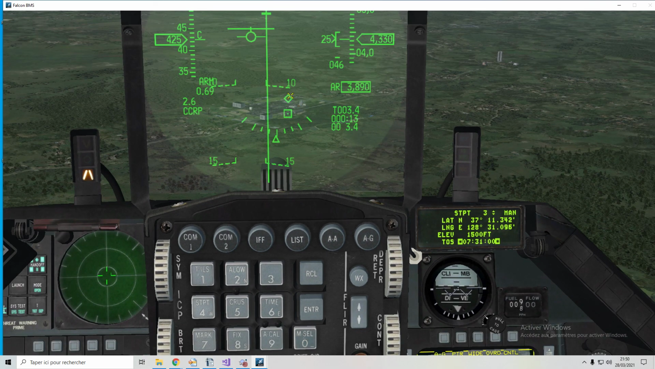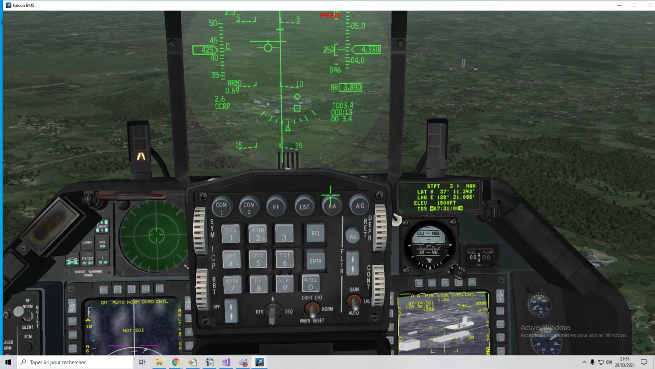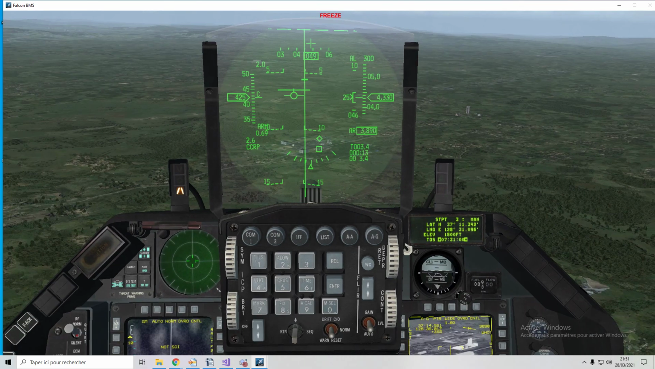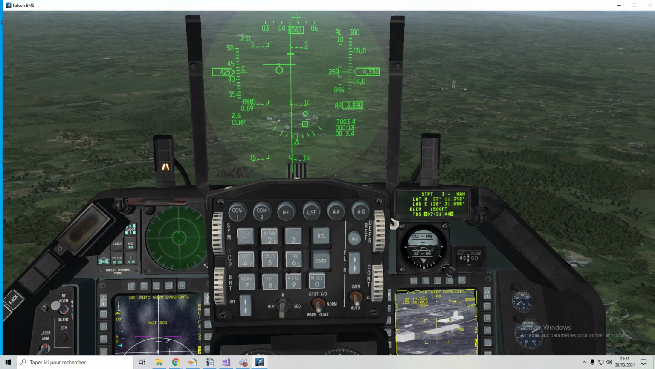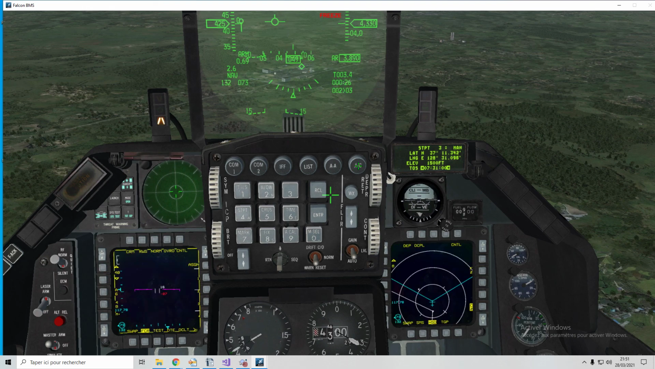The diamond here is the position of the SPI using the Barrow, and this one is using the TGP. You can also, if you are in nav mode, there are other ways to access. For example, in the weapon page, you can change the backup sensor, and all the pages have been updated, so you can change it from there.